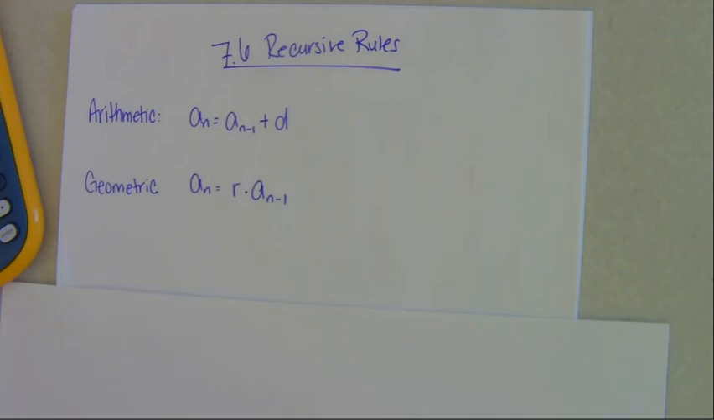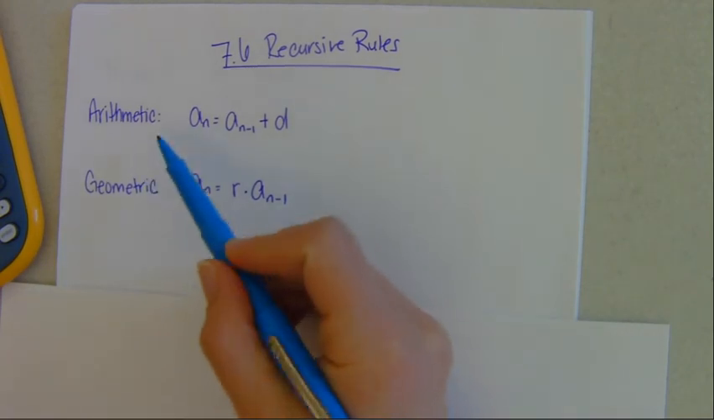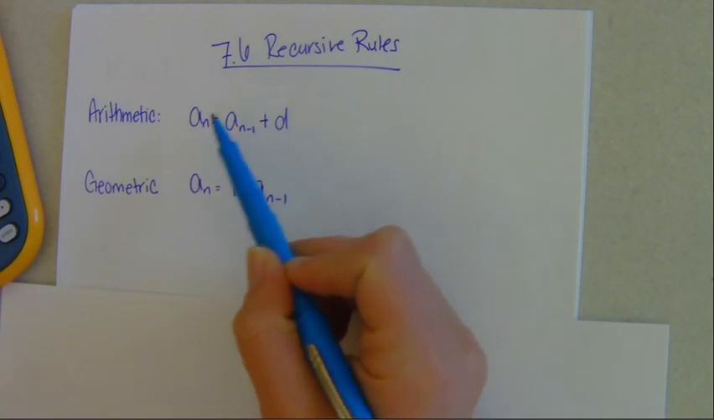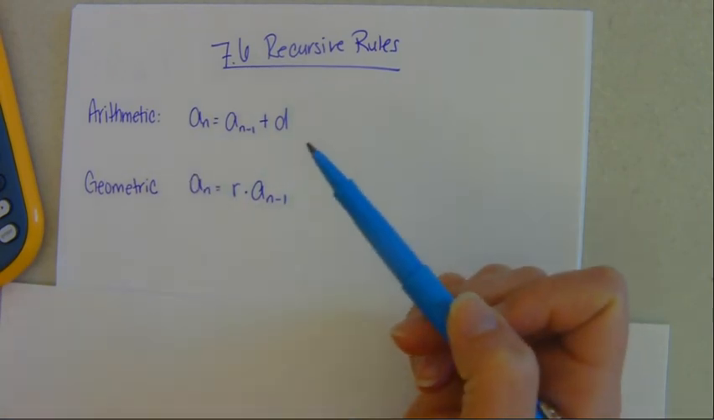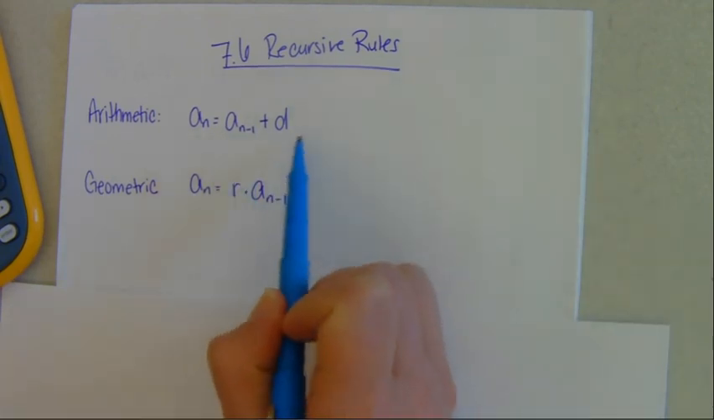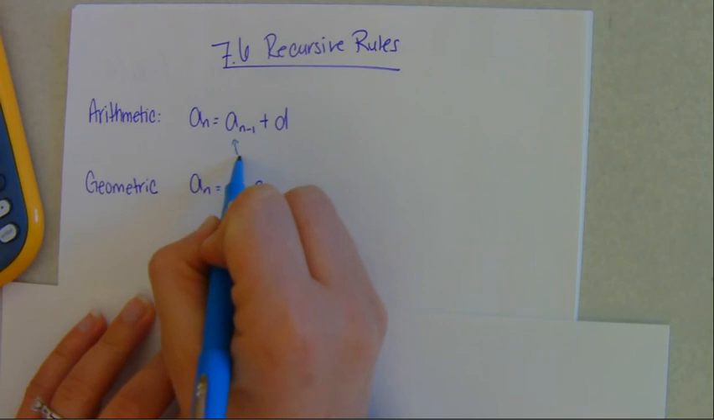All right, guys, so we're going to go ahead and talk about recursive rules. A recursive rule just means that the rule that you're writing depends on the previous terms. So we are going to have arithmetic and geometric recursive rules. If you look at these formulas, remember that an arithmetic sequence was just when you were adding the same amount every single time. This a sub n minus 1 actually means the previous term.